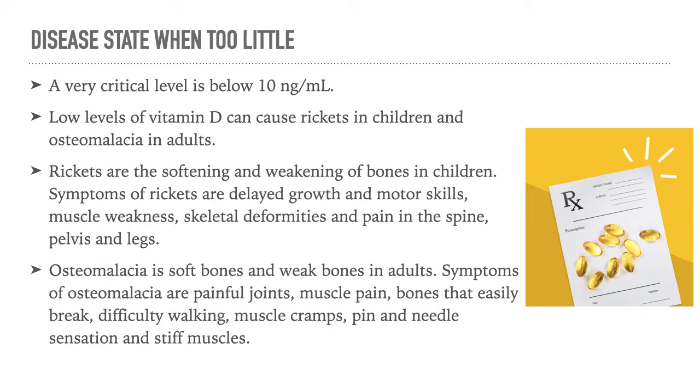So low vitamin D is more common than vitamin D toxicity. So let's talk about the disease state when there's too little vitamin D. A very critical level is below 10 ng per ml. Low levels of vitamin D can cause rickets in children and osteomalacia in adults. Rickets are the softening and weakening of bones in children. Symptoms of rickets are delayed growth and motor skills, muscle weakness, skeletal deformities, and pain in the spine, pelvis, and legs. Osteomalacia is soft bones and weak bones in adults.